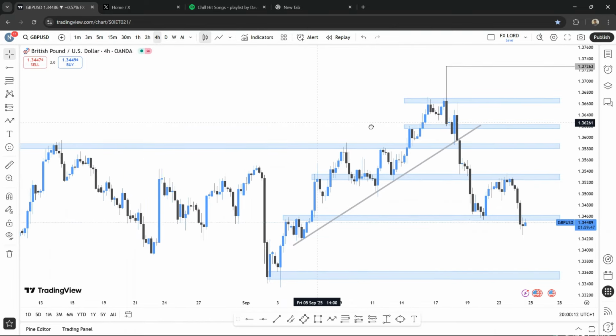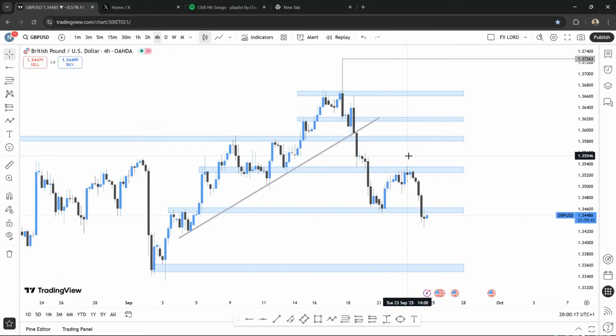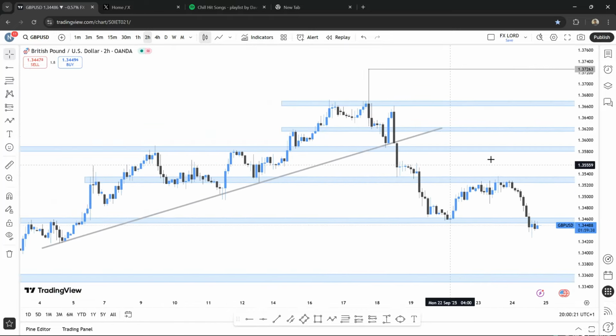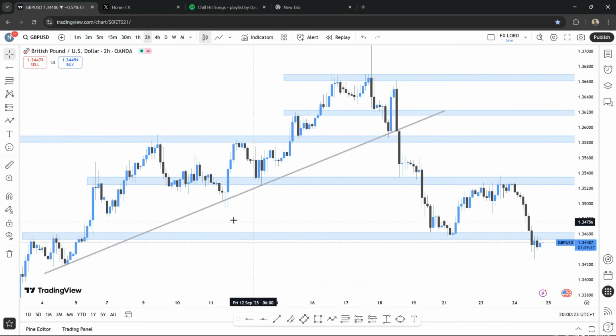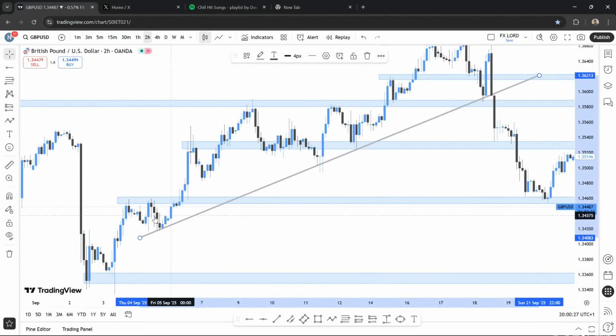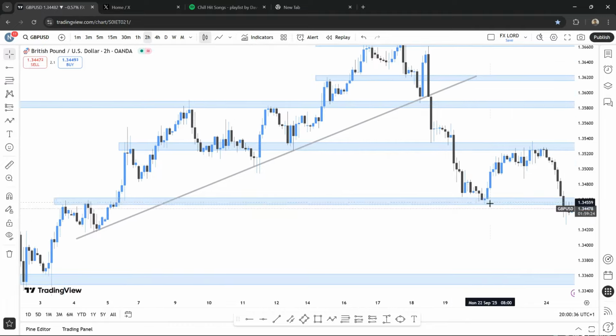So on the 4 hour, I've been able to mark out my key levels, and after marking out my key levels, I go down to the 2 hour time frame. Now on the 2 hour time frame, it also gives the opportunity to see what's happening. You can see that we have a trend line here. Market came into this trend line, came into the second time, came into the third time, and at the fourth time, it broke down back into another key level.